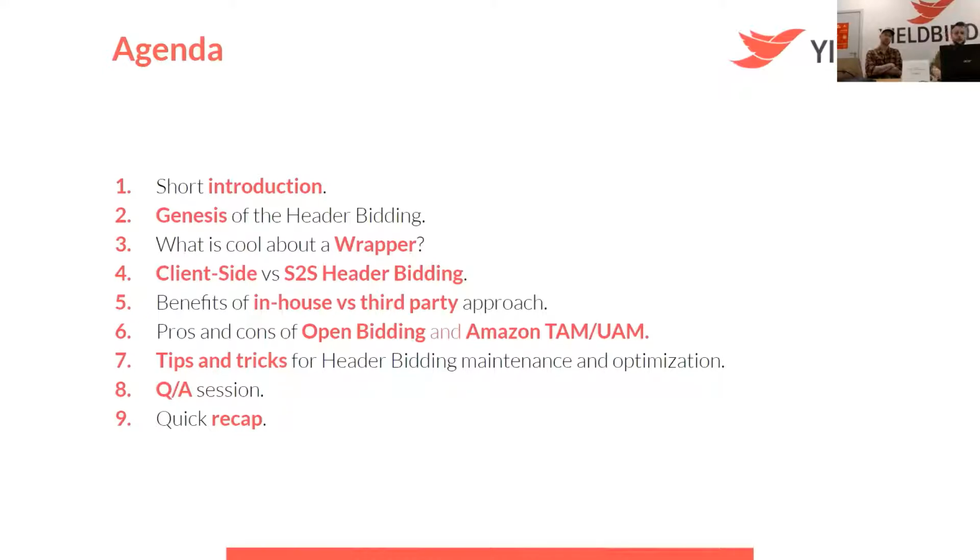So the benefits of each type of header bidding, pros and cons of open bidding and Amazon, which is really on the rise, and we'll show you some interesting numbers today. And we will go over the 10 most important tips and tricks for header bidding optimization and maintenance. If we still have some time, we will answer any questions that you can ask through the Q&A feature. And if not, we will answer them after the call and give you the answers along with the recording for this webinar. And then we'll finish with a quick recap and let you go back to your tasks or to your families if you're finishing your day.